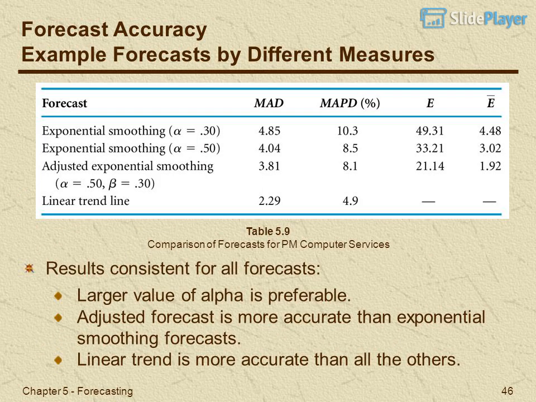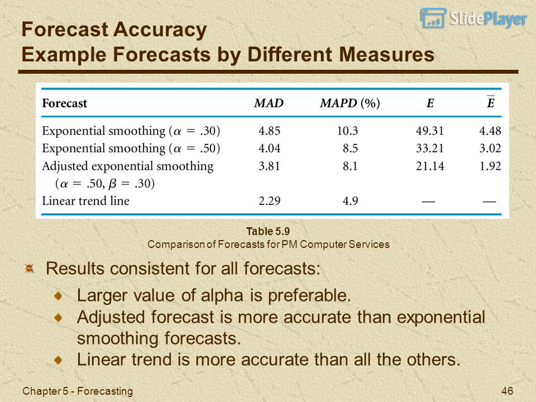Chapter 5, Forecasting. Comparison of forecasts for Prime Minister Computer Services. Forecast accuracy. Example forecasts by different measures. Table 5.9, comparison of forecasts for Prime Minister Computer Services. Results are consistent for all forecasts. A larger value of alpha is preferable. The adjusted forecast is more accurate than the exponential smoothing forecasts. The linear trend is more accurate than all the others.